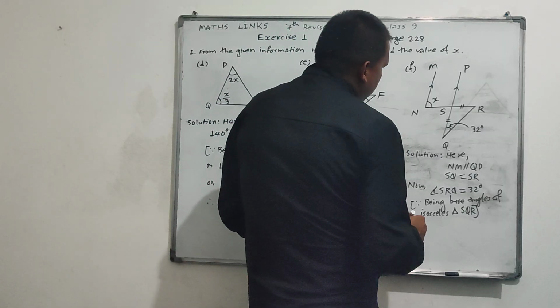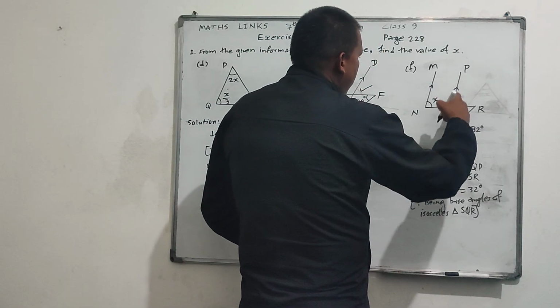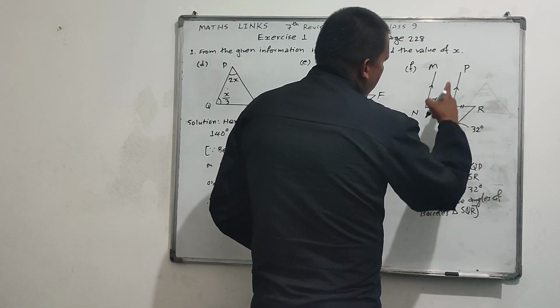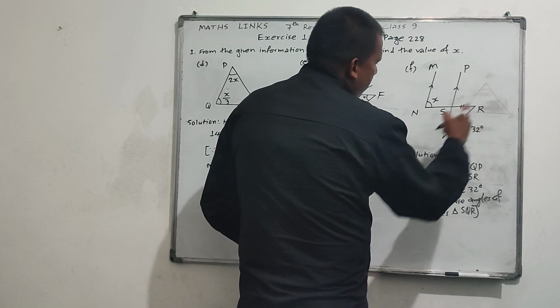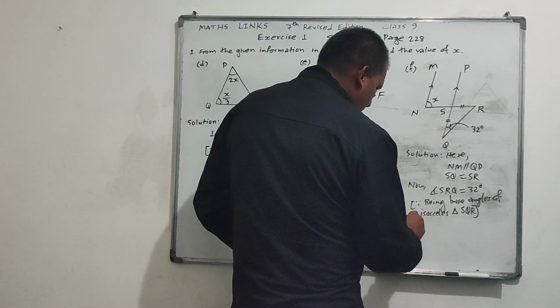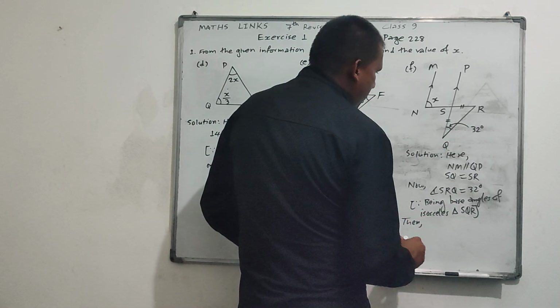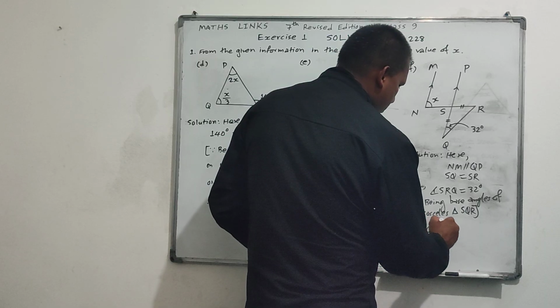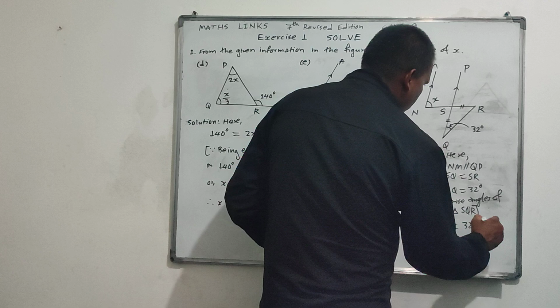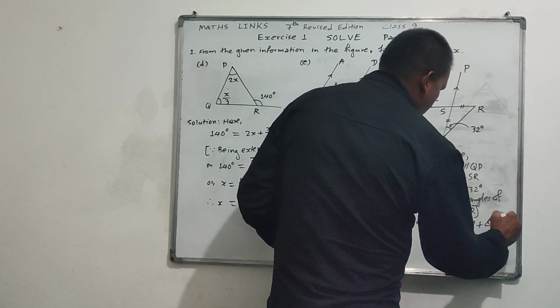Then angle PSR is the exterior angle for triangle SQR. Then angle PSR equals 32 degrees plus angle SQR.